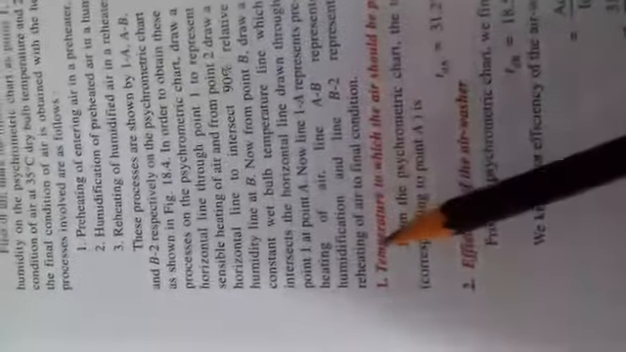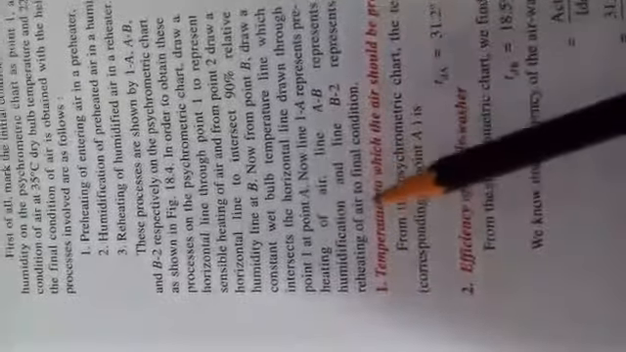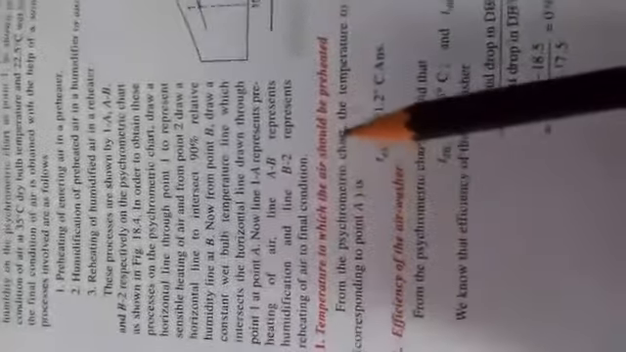Now the temperature to which the air should be preheated. From the psychrometric chart, the temperature to which the air should be preheated is given by TDA, that is 31.2. Directly we can get it. A vertical line we draw, it will cut the DBT line somewhere, that is TDA. TDA is 31.2 degrees centigrade.